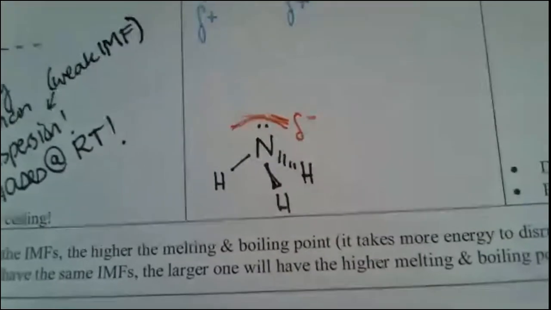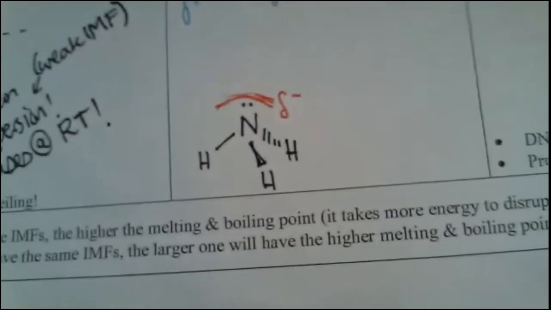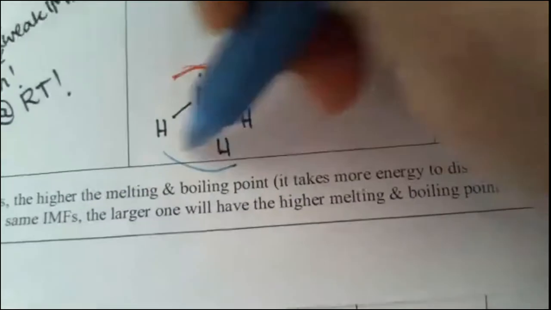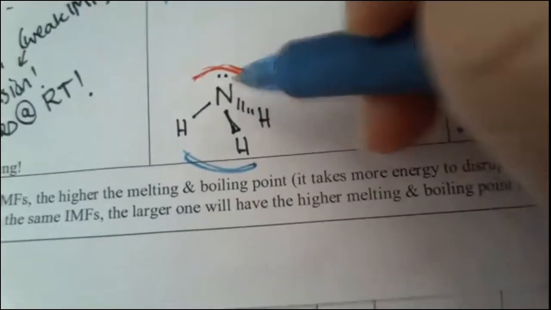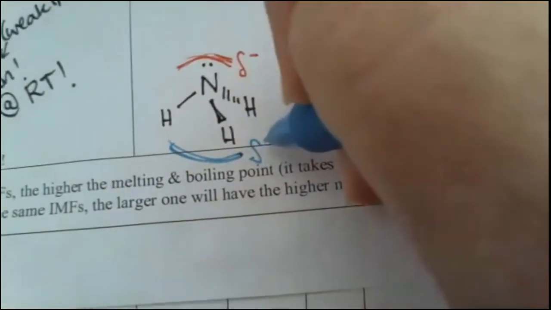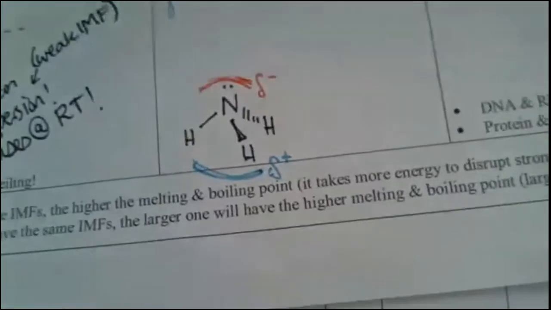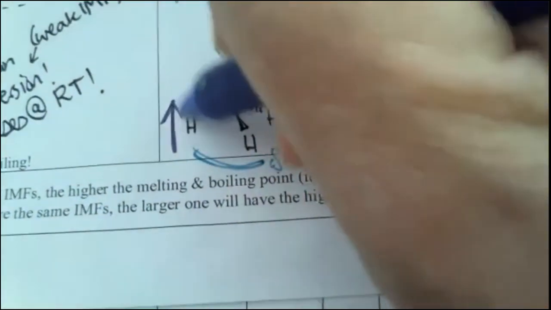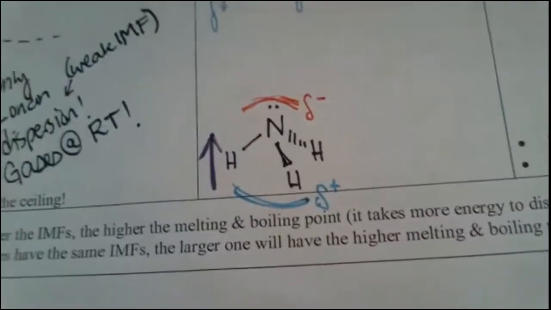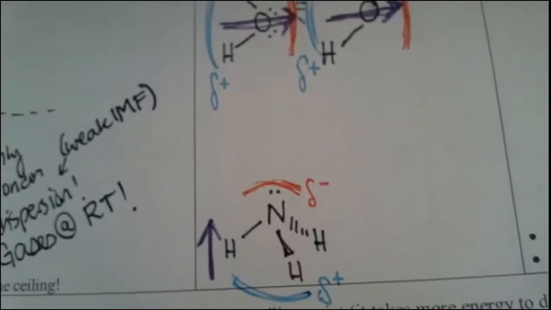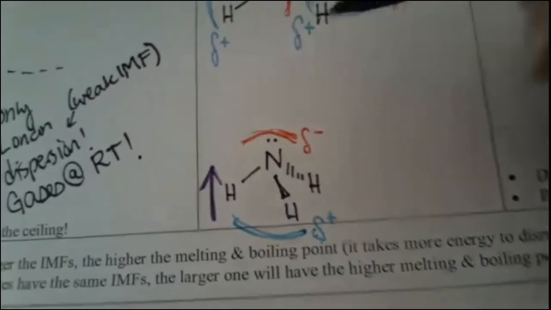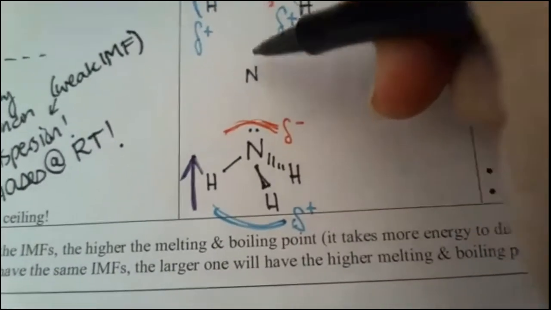Partial negative when there's more electron density on one side, and partial positive when there's less electron density, because nitrogen is more electronegative. So it pulls the electron density toward it. So we can draw that overall dipole for the molecule, and so that means it's going to be able to attract to another molecule of itself via dipole-dipole forces.